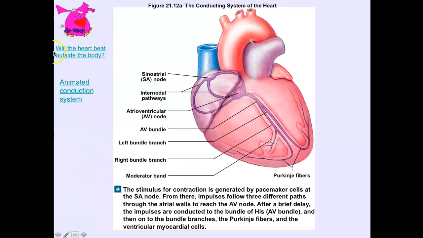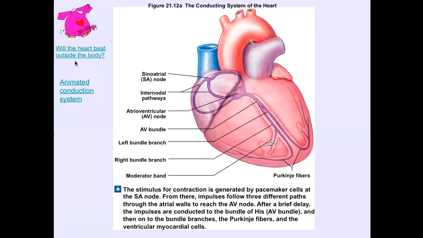All right, so I wanted to ask you a question here. Will the heart beat outside the body? I'm going to show you this. I'll put the link up to the modules. I usually show this in class, but this is a video of a person who, just a random YouTube video, cut out a turtle's heart, and he's holding the turtle's heart in his palm, and it's beating.